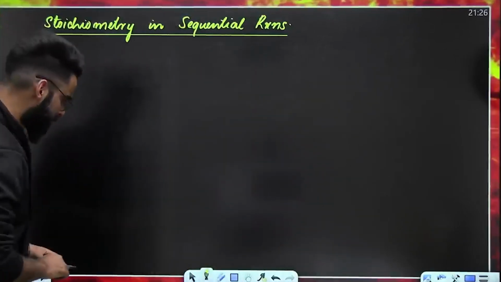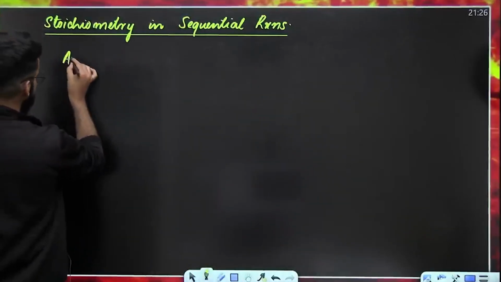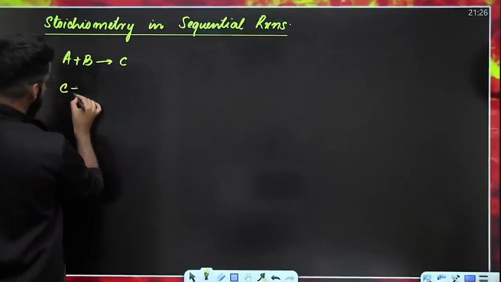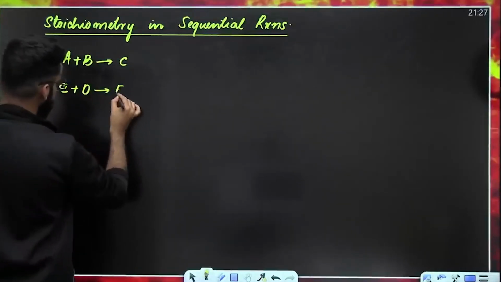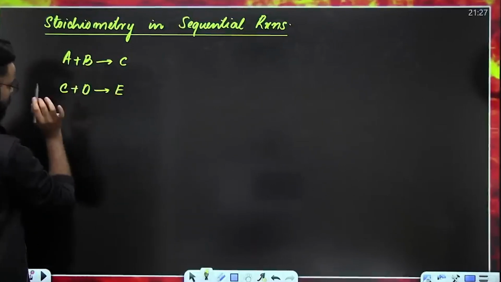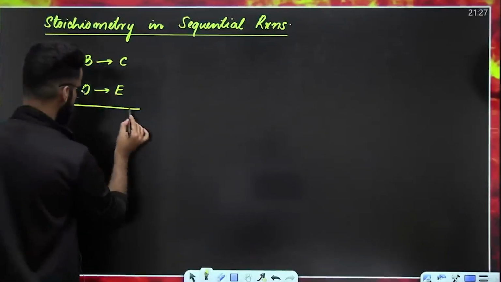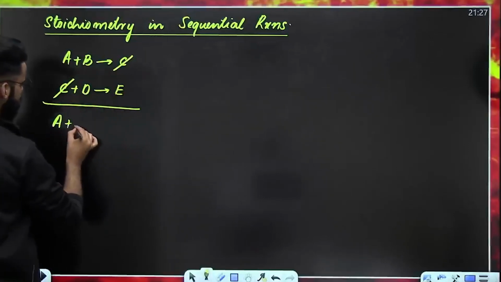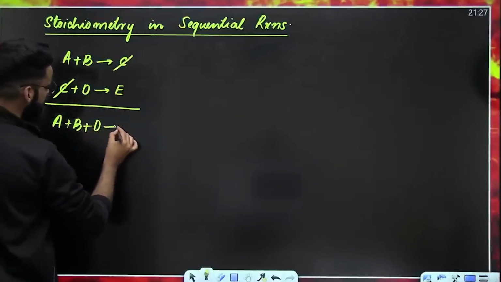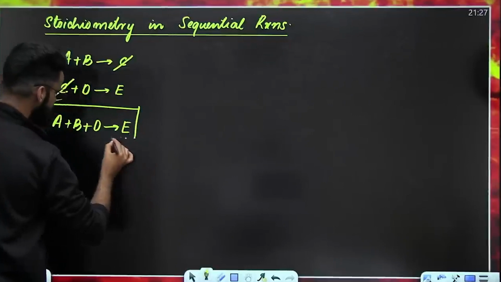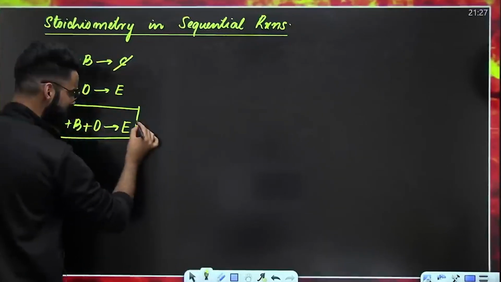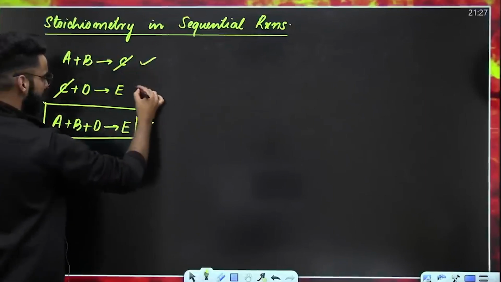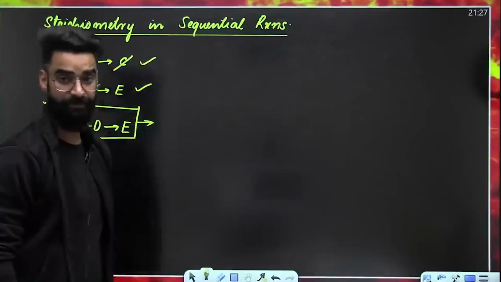For example, you have got a reaction like this. A plus B gives C. C upon reaction with D gives E. If I add these two reactions, this C and this C get cancelled. So my net reaction is going to be A plus B plus D gives E. Now, if I ask you whether this particular reaction is completed in one step or more than one step, it's completed in more than one.